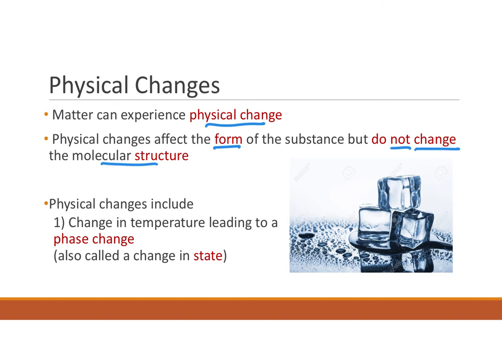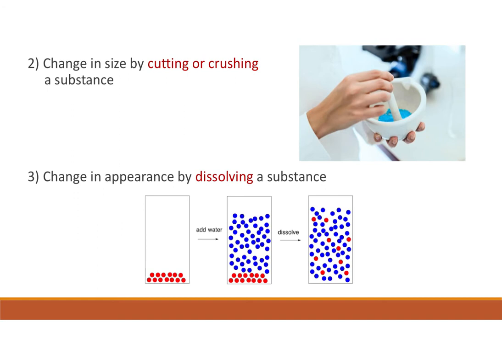Common physical changes can be caused by a change in temperature, which leads to a phase change, or we also call this a change in state. So we've got our ice cubes over here and they're melting. That's a change in state. It's going from a solid to a liquid. And then over time, this liquid probably will evaporate if the room is warm, turning from a liquid to a gas. So again, another phase change or state change. Another physical change is just a change in size by cutting or crushing something.